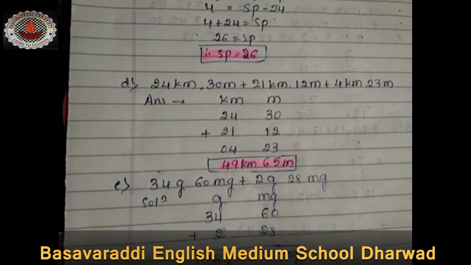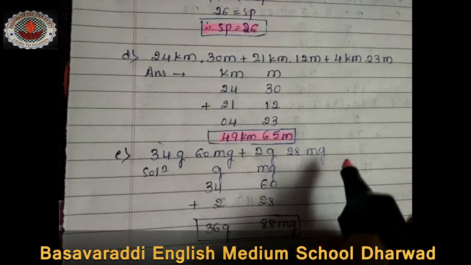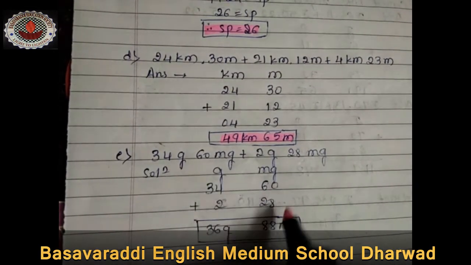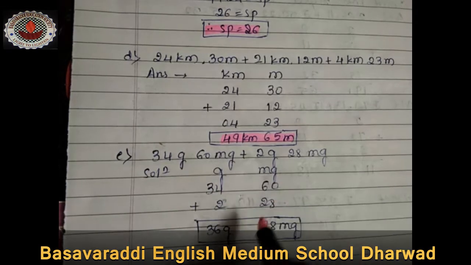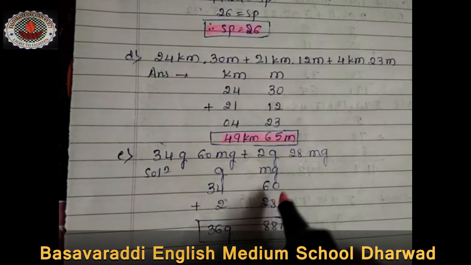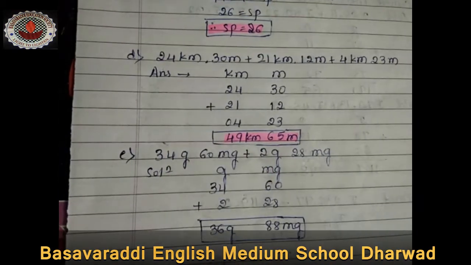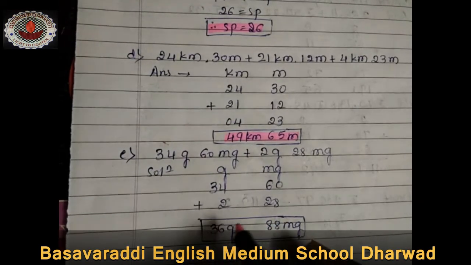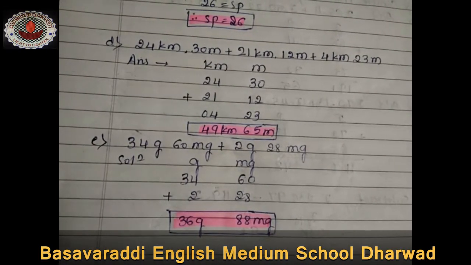Next one is the same as the D question: 34 grams 60 milligrams plus 2 grams 28 milligrams. Solution: grams and milligrams, so there are two columns. Okay, 34 is in the grams, 60 comes in the milligrams. Next, 2 comes under the grams, and 28 under the milligrams. The symbol shows addition here. So do the addition. After addition, we get 36 grams 88 milligrams. Okay, this is the answer for the E question. Yes, I hope it is clear.